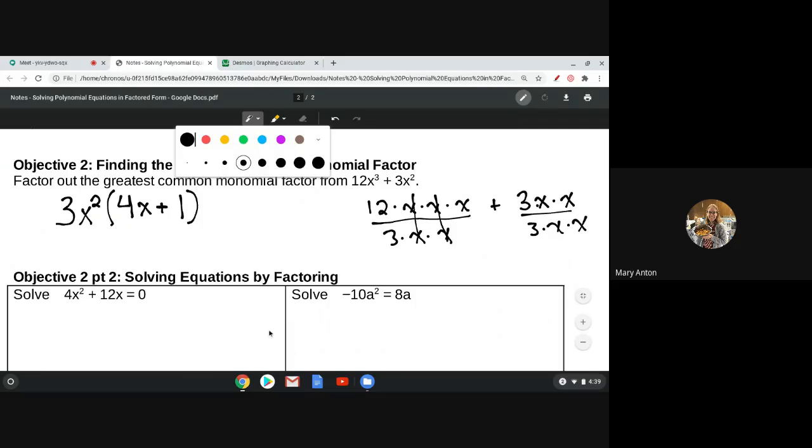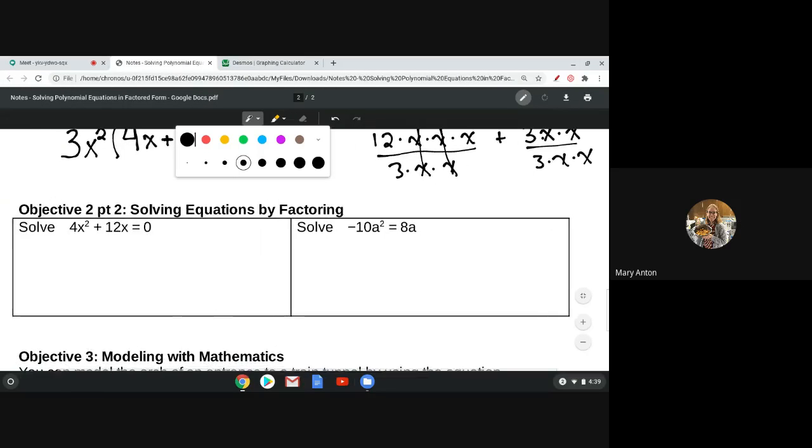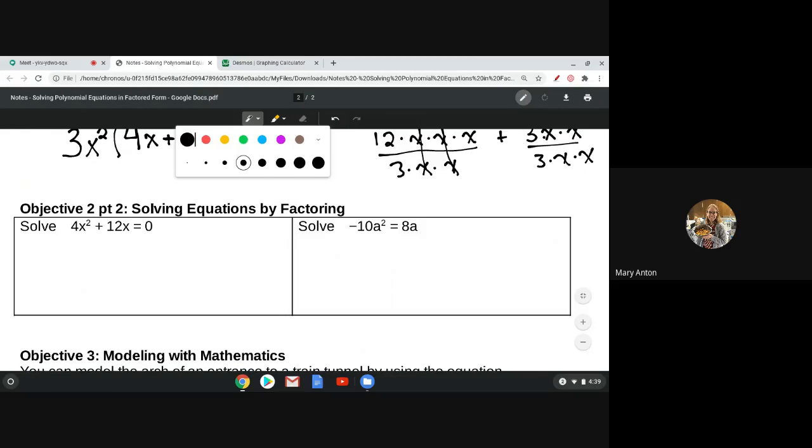Alrighty. And now objective 2, part 2, solving equations by factoring. All right, we've got 3 problems left here. So we're looking for the greatest common factor, monomial. So take a look at our constants first, our 4 and our 12. What's the greatest common factor between 4 and 12? It's 4.